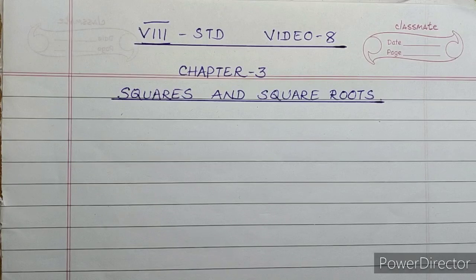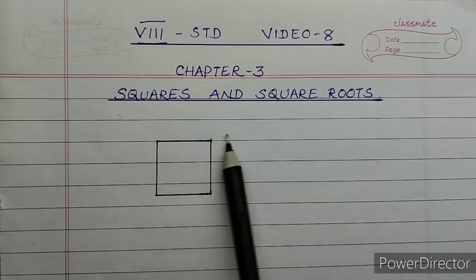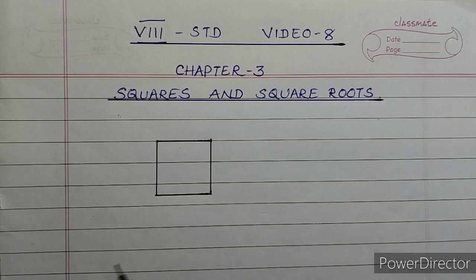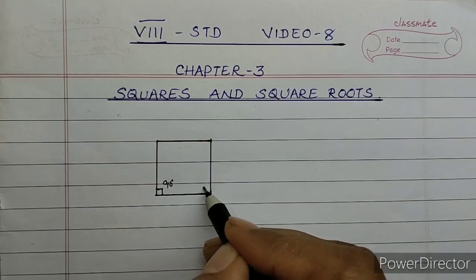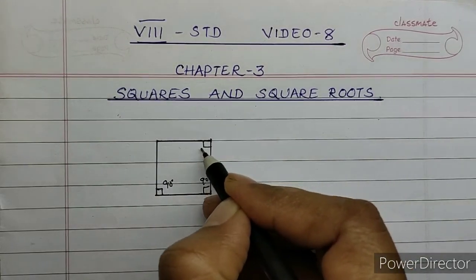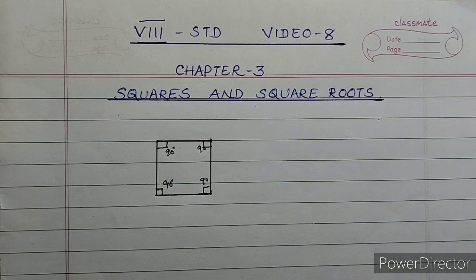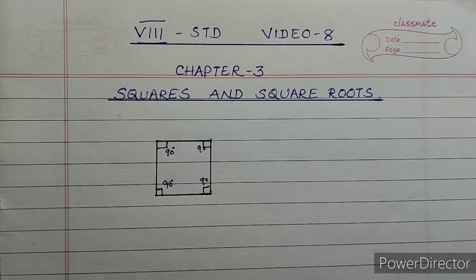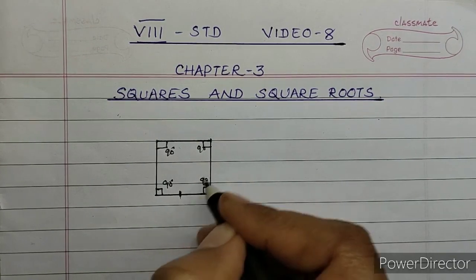So what comes to your mind when you think about a square? Yes, a square is a geometrical figure, see this here, with all the sides equal and each angle 90 degrees, equal angles. That is a geometrical figure with all the sides equal and all the angles equal.